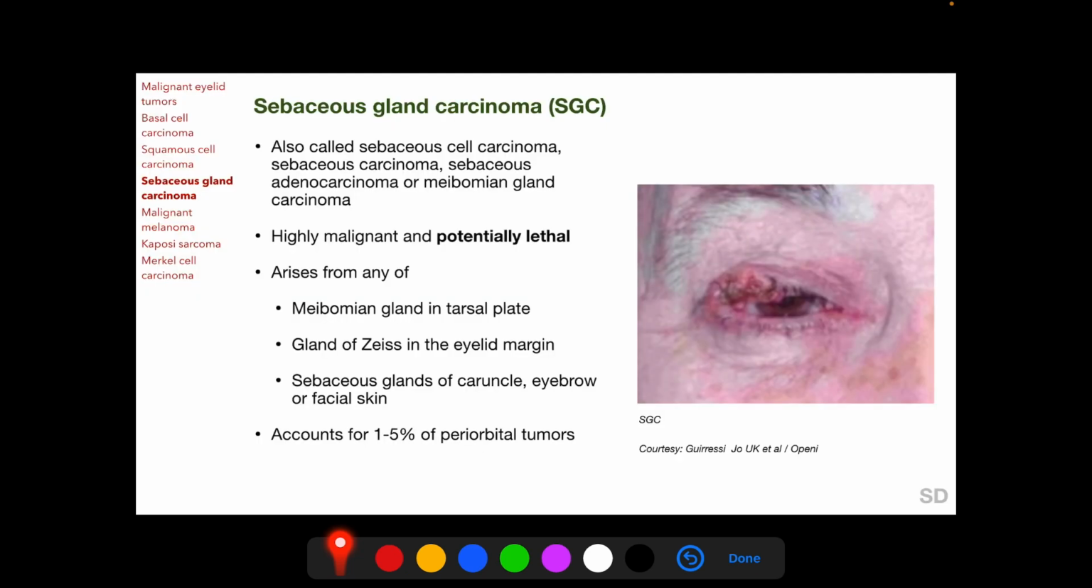Sebaceous gland carcinoma or SGC is a highly malignant and potentially lethal tumor. It arises from either the meibomian glands in the tarsal plate, the glands of Zeiss in the eyelid margin, which are both modified sebaceous glands, as well as sebaceous glands of the caruncle, eyebrow or the facial skin. And SGC is the third most common malignant eyelid tumor, accounting for 1 to 5% of all periorbital tumors.